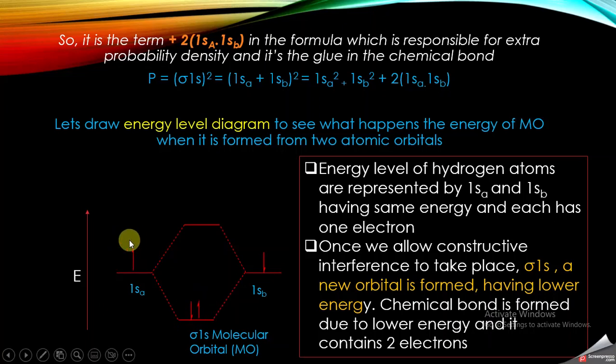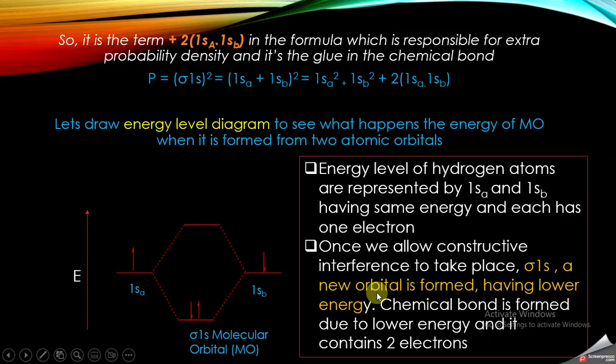We already know that we have one electron in one hydrogen atom, and another electron in the other hydrogen atom, and these two electrons combine together to form a molecular orbital which has two electrons, so that we have a complete shell by sharing of these two electrons in the hydrogen molecule. So once we allow the constructive interference to take place, sigma 1s is a new molecular orbital having lower energy, and the chemical bond is formed due to lower energy, and it contains two electrons.